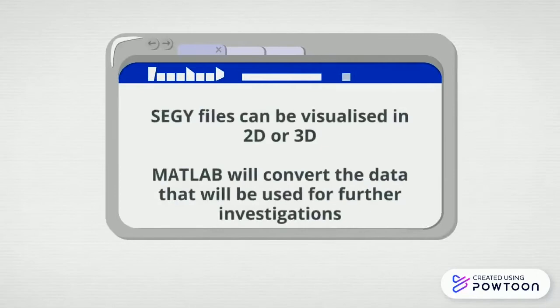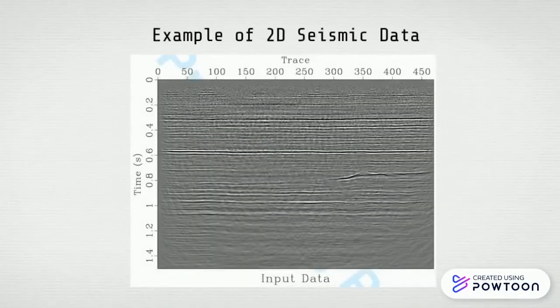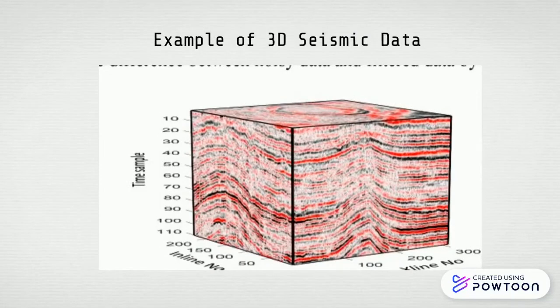This SEG file structure can be visualized in either 2D or 3D format. MATLAB will convert the data that we input, to be used for further investigation. This is an example of 2D seismic data after being processed, while this is an example of 3D seismic data after being processed too.